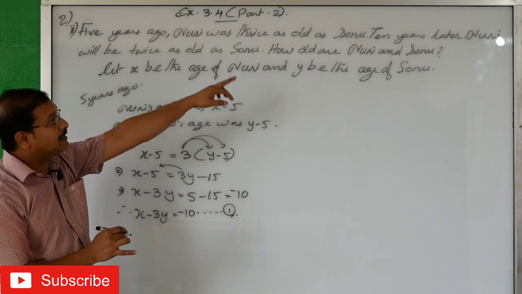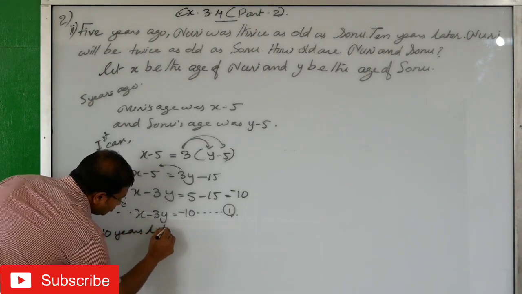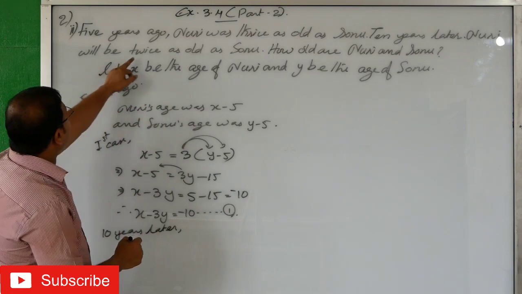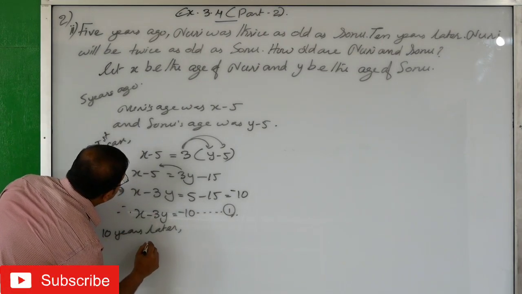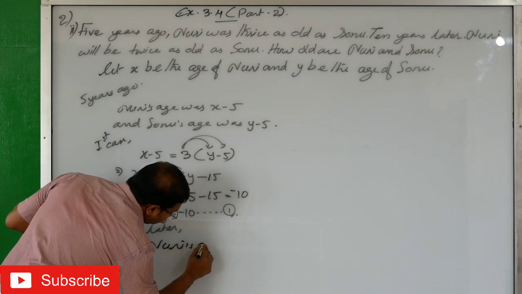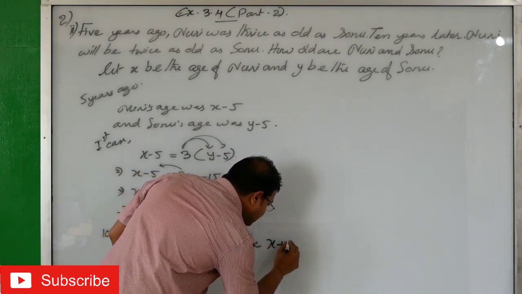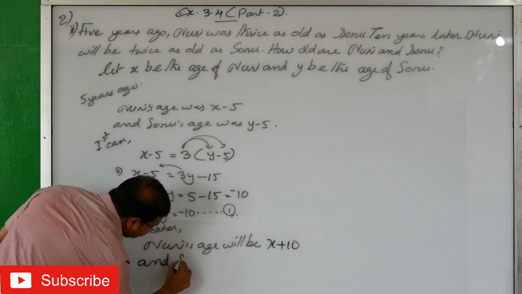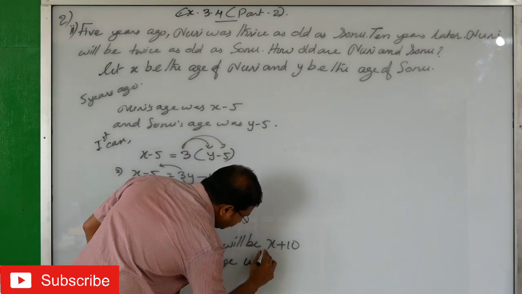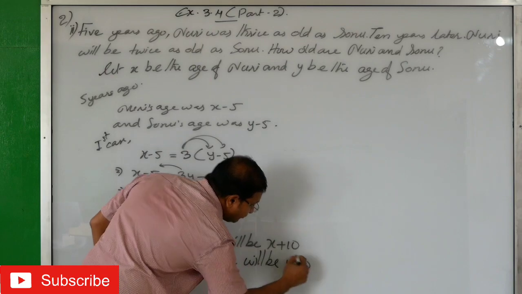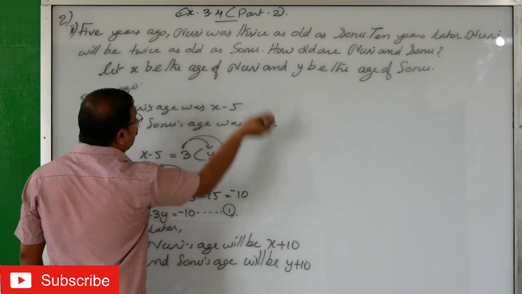After that, see the next condition. 10 years later. 10 years later, Nuri will be twice as old as Sonu. So, 10 years later means Nuri's age will be... 10 years later means what will happen? It will be plus, isn't it? So, x plus 10 and Sonu's age will be y plus 10. But according to the question, what will happen? 10 years later, Nuri will be twice as old as Sonu.